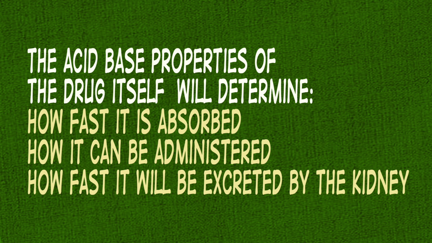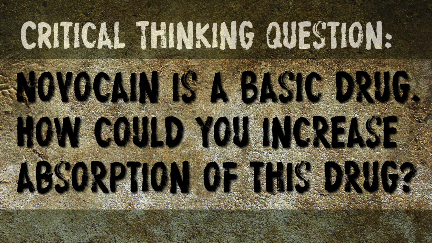The take-home lesson here is that the acidic and basic properties of the drug molecule itself will determine how fast it is absorbed, how we can administer it, and how easily it will be excreted by the kidney. Novocaine is an old-fashioned drug that was popularly used by dentists to numb up gums before dental procedures. How might they have improved absorption of Novocaine when they administered these drugs to their patients?